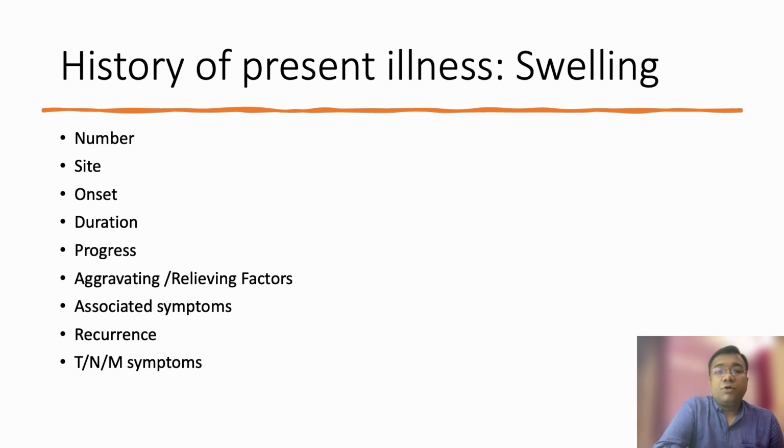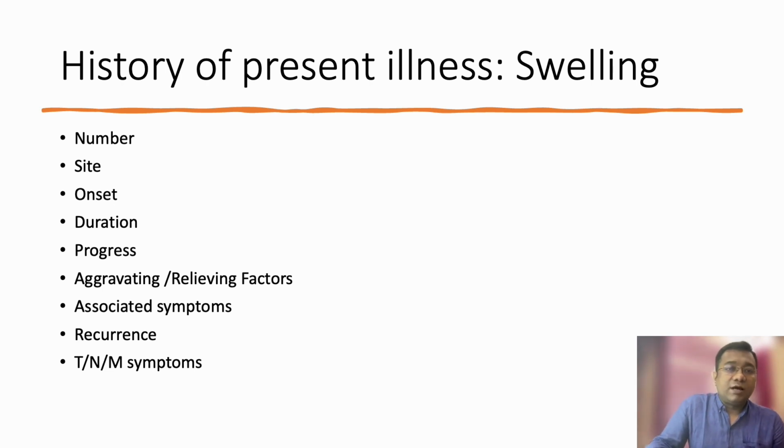Now another important history is the history of swelling, because in surgery the majority of cases will present with swelling. What are the things you need to include in your history of present illness for the swelling? This can be any swelling in the body, be it a breast lump, a thyroid lump, an abdominal mass, whatever it is. You need to include all these points.